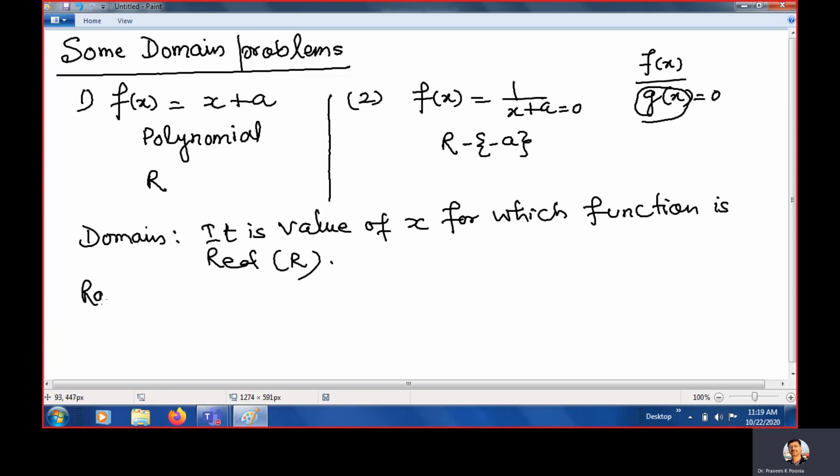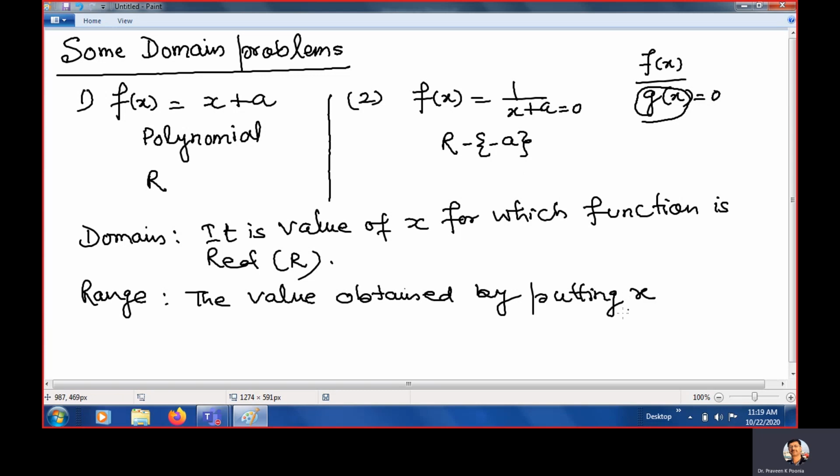And what is the range? The value obtained by putting x. Clear? So the value obtained by putting x, what is that value? That is y. Clear? So x represents domain, y represents range. Clear? One more thing I will tell you here.